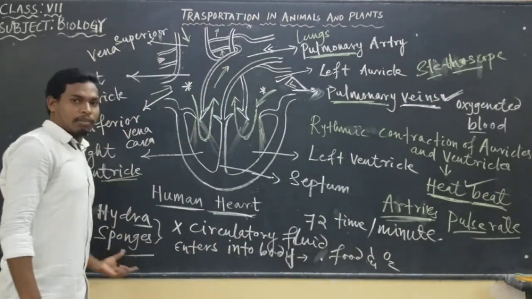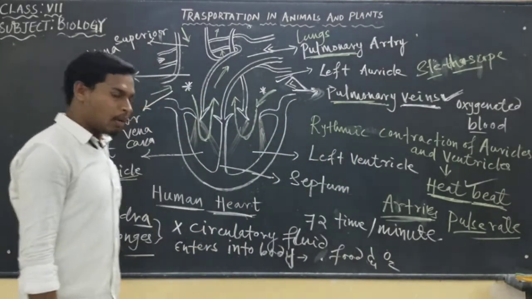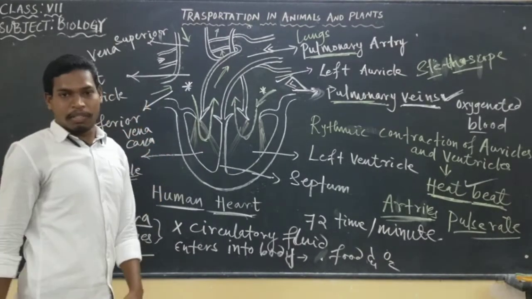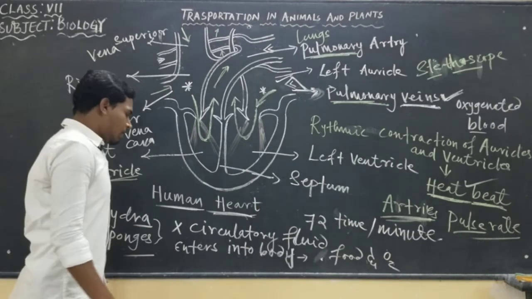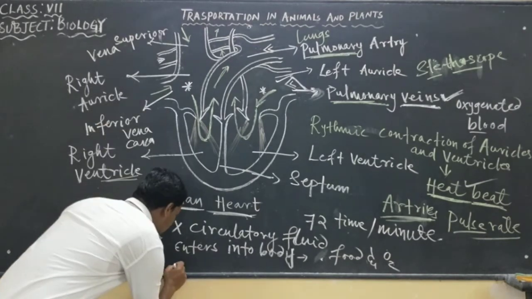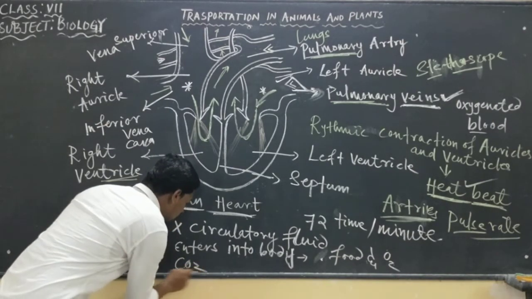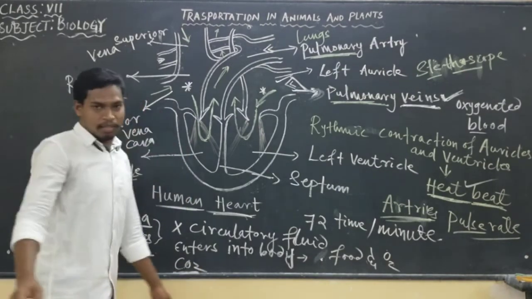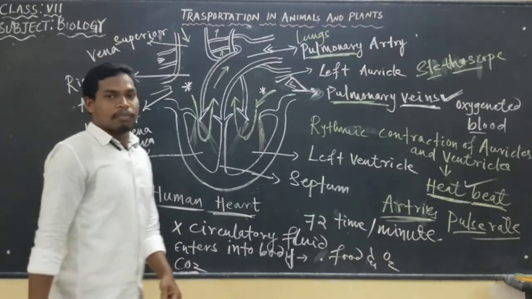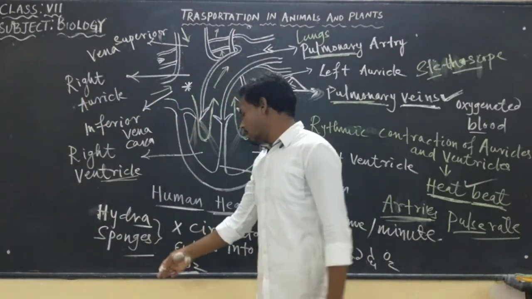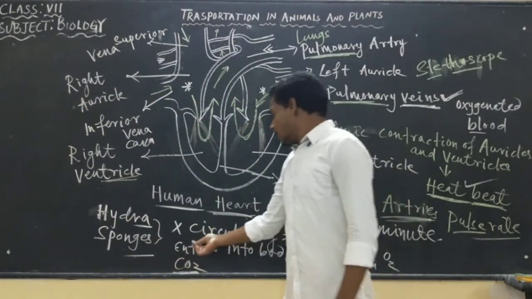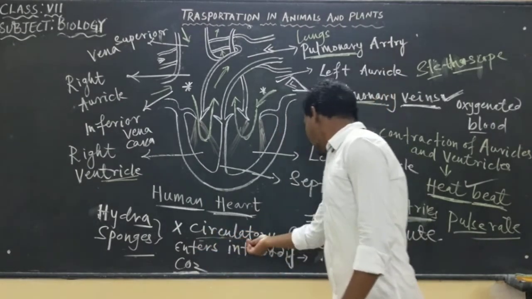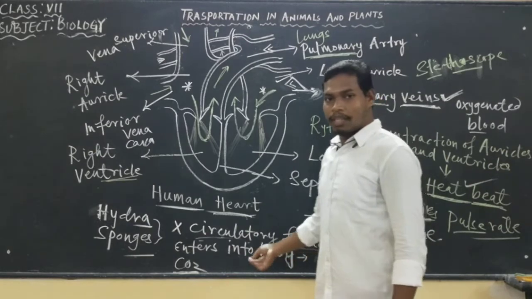When the water comes out from their body, they bring out the waste substances from the body. Carbon dioxide is the common waste substance produced in the organisms. So this is how aquatic organisms like hydra and sponges circulate their fluid, but they don't have a circulatory fluid.